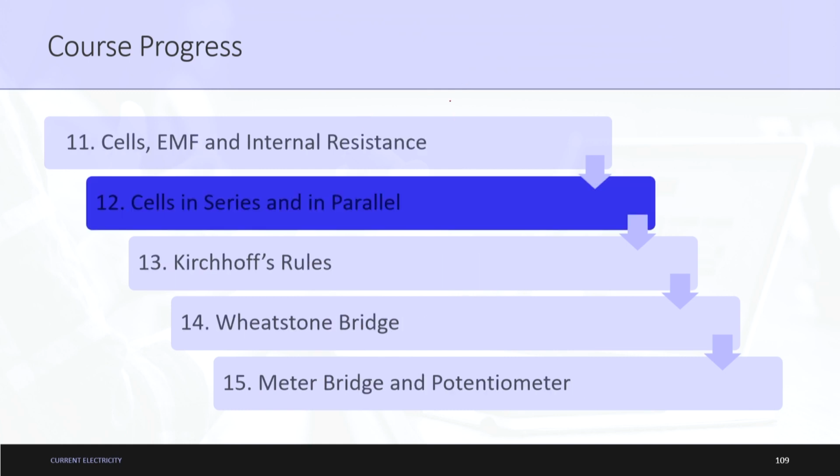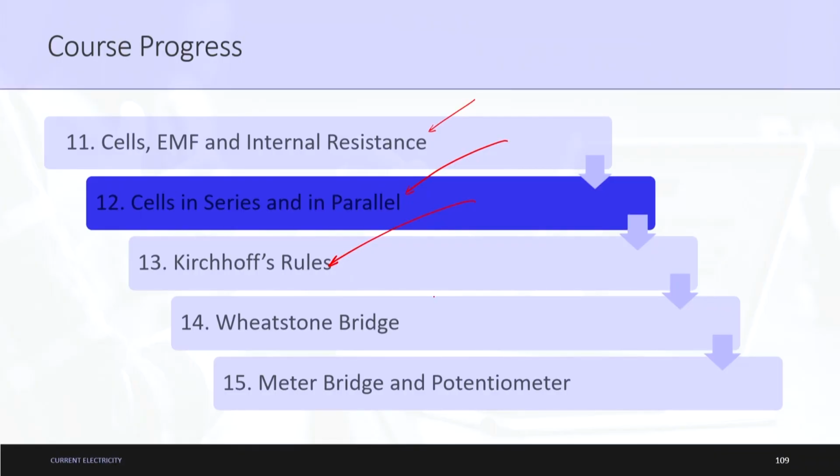Similarly, cells, EMF and internal resistance have also been explained in the previous concept, and finally we ended with cells in series and parallel. For cells in series, epsilon equivalent is equal to epsilon 1 plus epsilon 2 up to epsilon n, and R equivalent is equal to R1 plus R2 plus R3 up to Rn. For cells in parallel, first we calculate the internal resistance: 1 by R equivalent is equal to 1 by R1 plus 1 by R2 up to 1 by Rn, and epsilon equivalent upon R equivalent is equal to epsilon 1 by R1 plus epsilon 2 by R2 up to epsilon n by Rn.